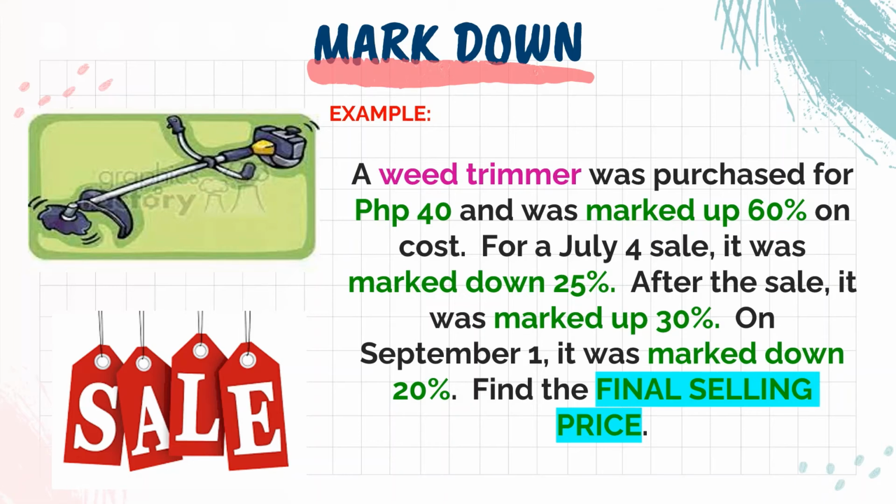A weed trimmer was purchased for 40 pesos and was marked up 60% on cost. For July 4 sale, it was marked down 25%. After the sale, it was marked up 30%. On September 1, it was marked down 20%. Find the selling price.